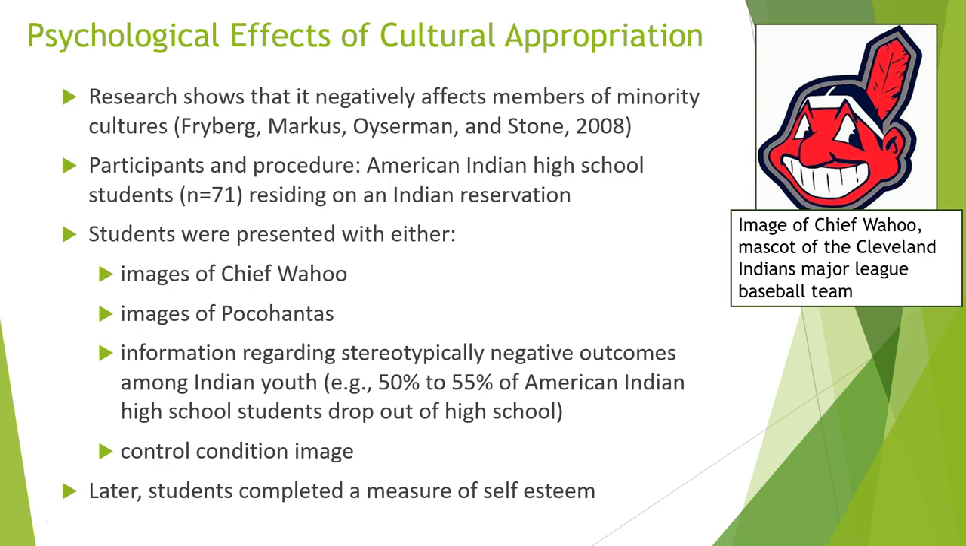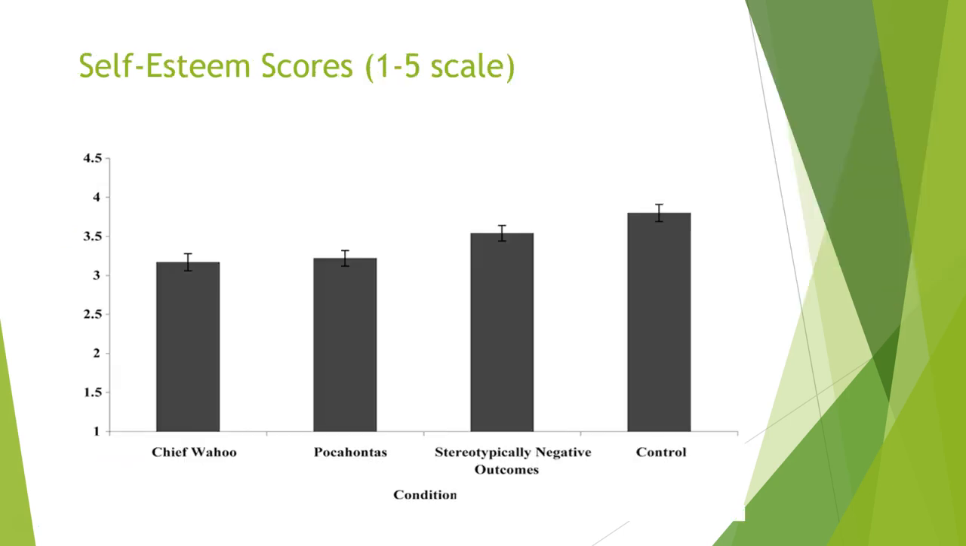A second group of students were presented with images of Pocahontas, the Disney character. A third group read information that was stereotypically and negative about American Indian youth. So, for example, that 50% of American Indian high school students drop out of high school. And then lastly, a fourth group was in the control condition, and they saw a neutral image. Afterwards, all of the students completed a measure of self-esteem.